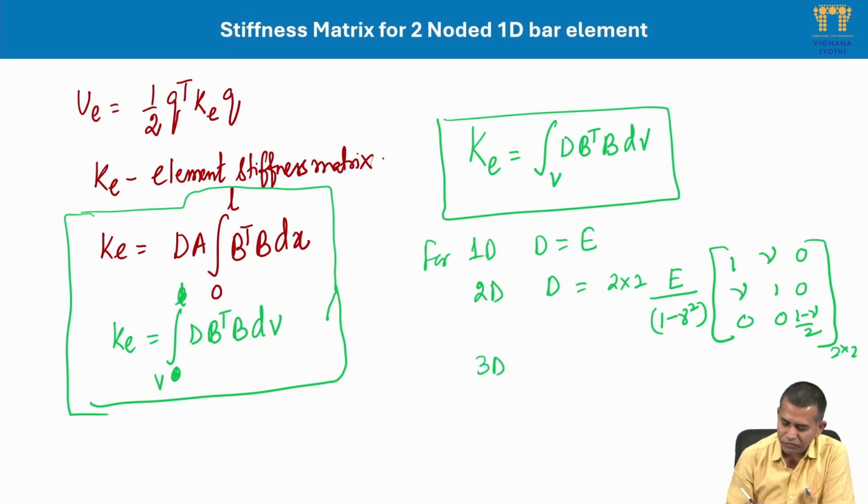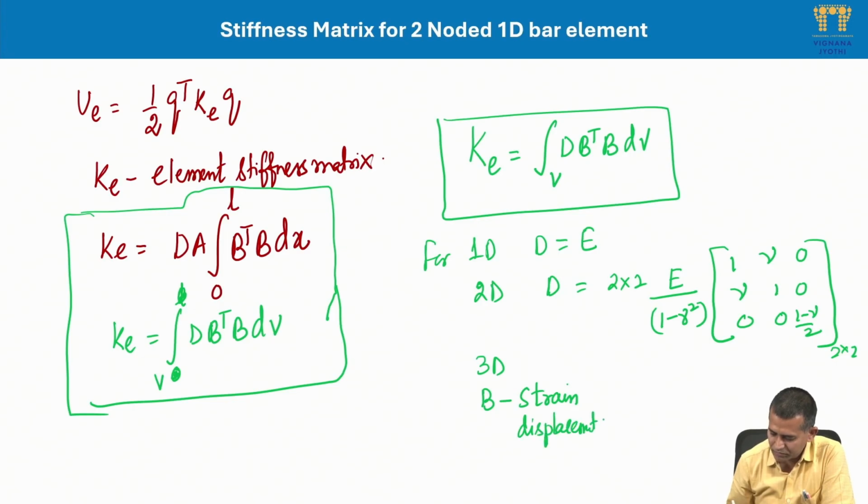So to find out the stiffness matrix, whether it is 2D or 3D, you have to know what the D matrix is, right? You will know that, and you have to know your B matrix. That's why in the previous class we discussed the strain displacement matrix. So this B is nothing but your strain displacement matrix. So this is the general expression for any stiffness matrix.